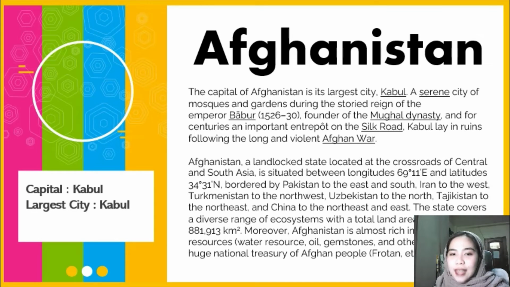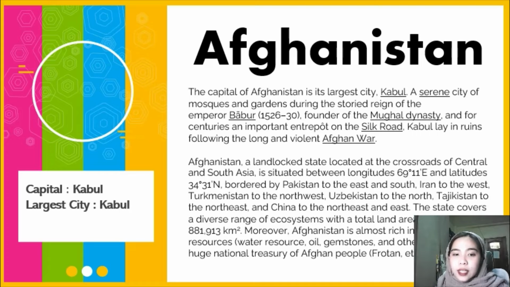So Afghanistan, a landlocked state located at the crossroads of Central and South Asia, is situated between longitudes of 69 degrees and 11 to the east and latitudes of 34 degrees 31 to the north, bordered by Pakistan to the east and south, Iran to the west, Turkmenistan to the northwest, Uzbekistan to the north, Tajikistan to the northeast, and China to the northeast and east.